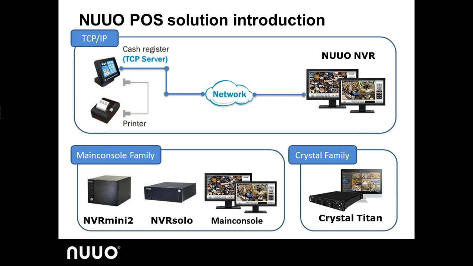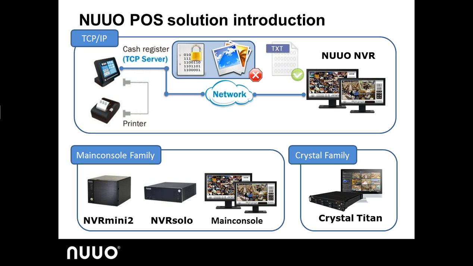As in the third diagram, the null NVR also supports TCP/IP connection with POS. However, please note that the transaction data from the POS terminal cannot be encrypted or imaged. It needs to be sent out as plain text, or it probably cannot transmit the transaction data correctly. Moreover, NVR Mini 2, NVR Solo, Main Console, and Crystal Titan support the POS feature. Since the system structure issue, Python doesn't support the POS function for the moment.